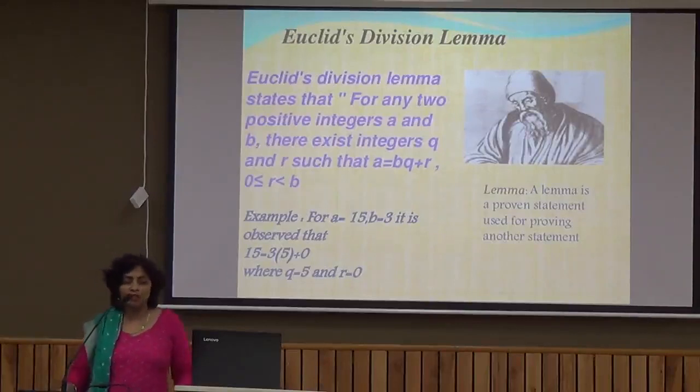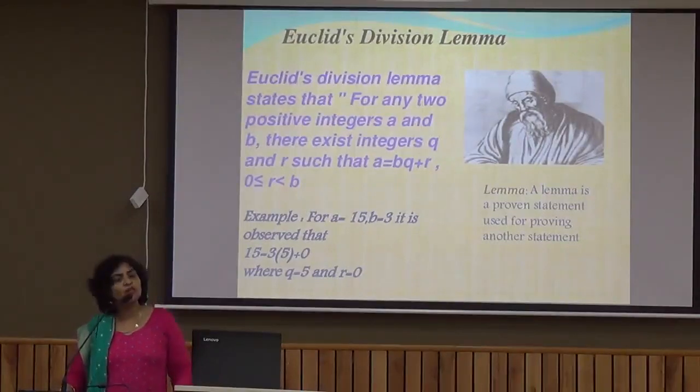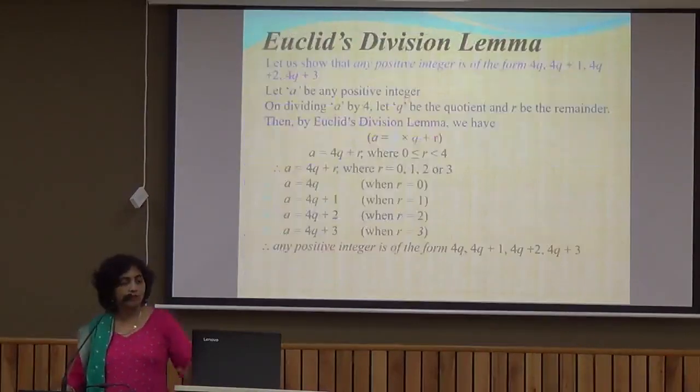a is our dividend, b is our divisor, q is our quotient, and r is the remainder. So obviously the remainder can be 0 but it should be less than the divisor. Let's take an example for a equal to 15 and b equal to 3. You can clearly observe that 15 is 3 into 5 plus 0. 0 is the remainder. So q is 5 and r is 0.